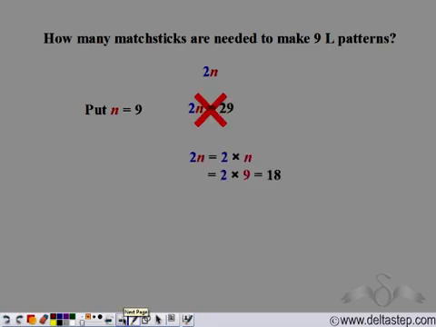Over here, 2 does not stand for tens digit and n does not stand for units digit. This 2n signifies 2 multiplied by n. So we have to make it 2 multiplied by 9, which is 18. So we require 18 matchsticks to make 9 L patterns.